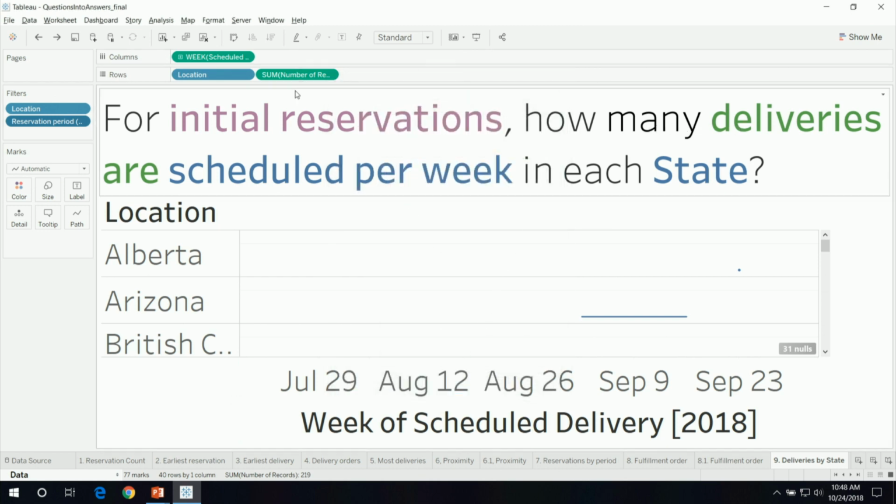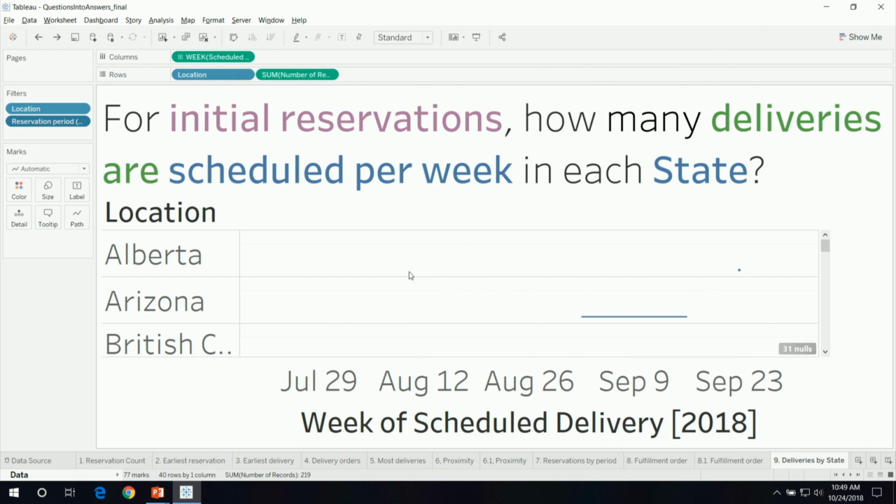I'm asking about deliveries as usual, and so I have my typical sum of number of records out there. And I'm asking about scheduled per week. So what I have here is the field scheduled delivery date, and I'm looking at it at the week level. And then I have this on a per state basis, and so I have location out on the viz. So each element of this question is represented by pills in the viz, and they're being mapped to these different features. Now, I've also got a filter on location here because there are some states that don't have any scheduled deliveries, and I didn't want them cluttering it up. That's where some of these nulls are from.